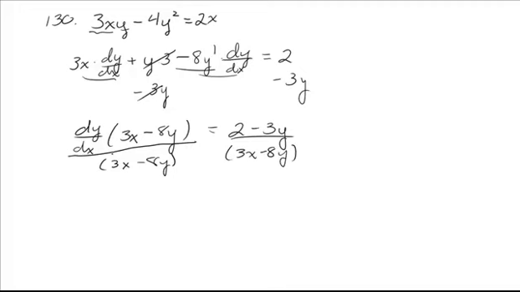And that will finish off our derivative, because now we know that dy/dx, now it is in terms of both x and y, which will happen a lot with implicit differentiation, but it's 2 minus 3y over 3x minus 8y.